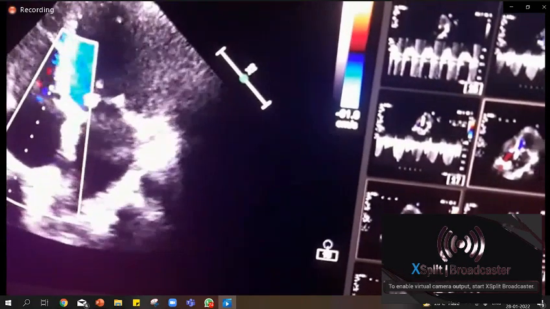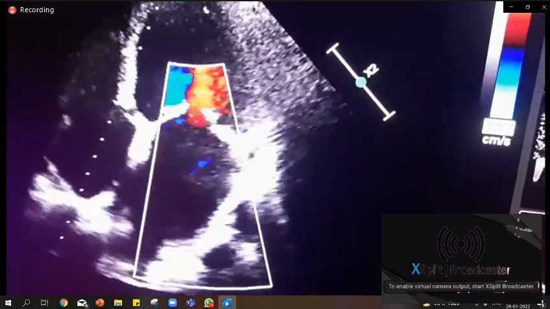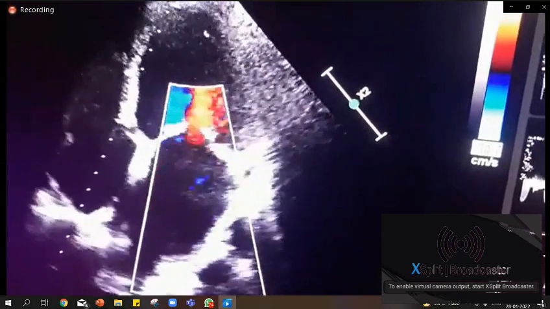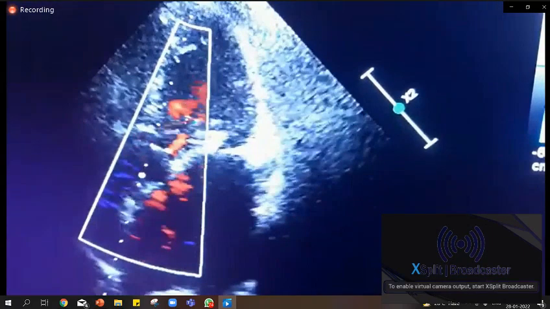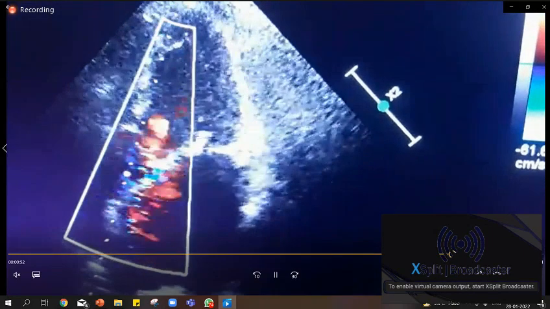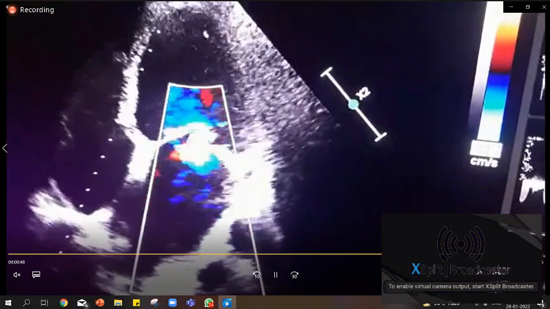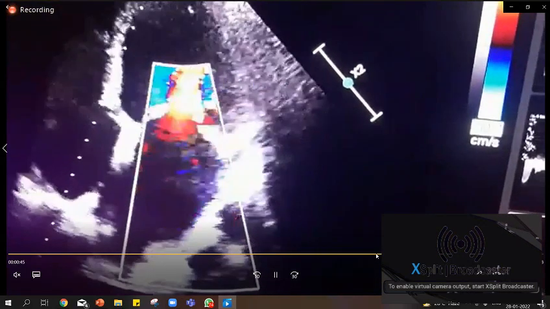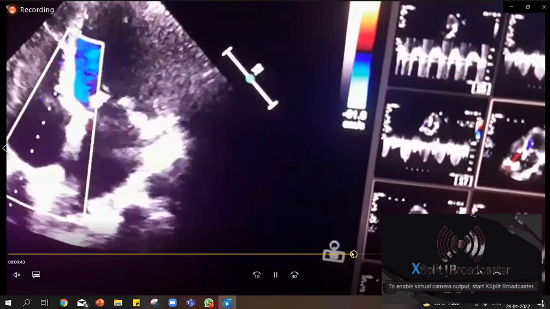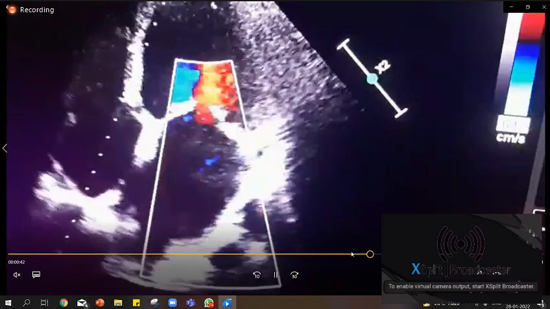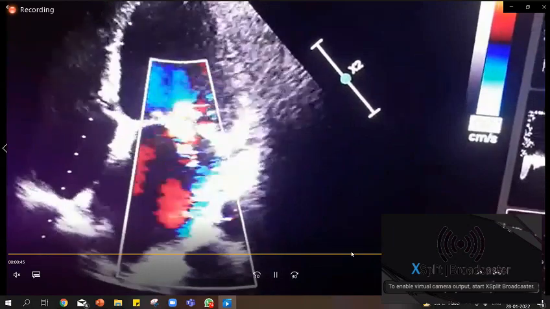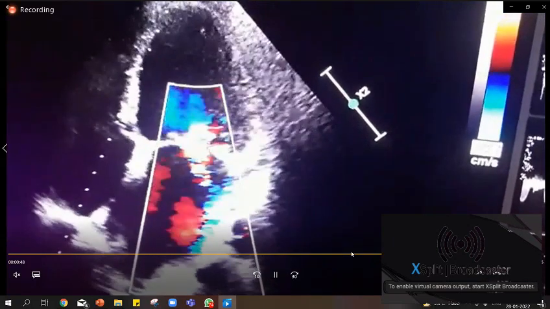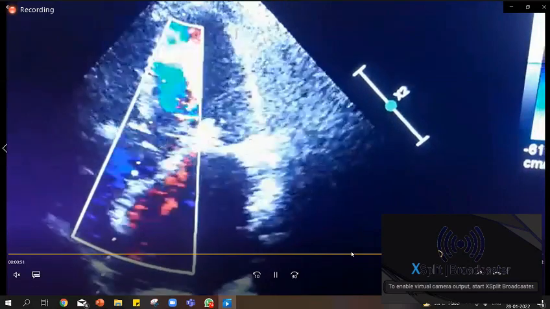And sir, he has got a severe LV dysfunction. Here at least it is moderate, because there is a significant jet. Yes, it's a wall hugging jet, sir. Usually, in patients with rheumatic mitral regurgitation, the jet will be directed laterally and posteriorly.